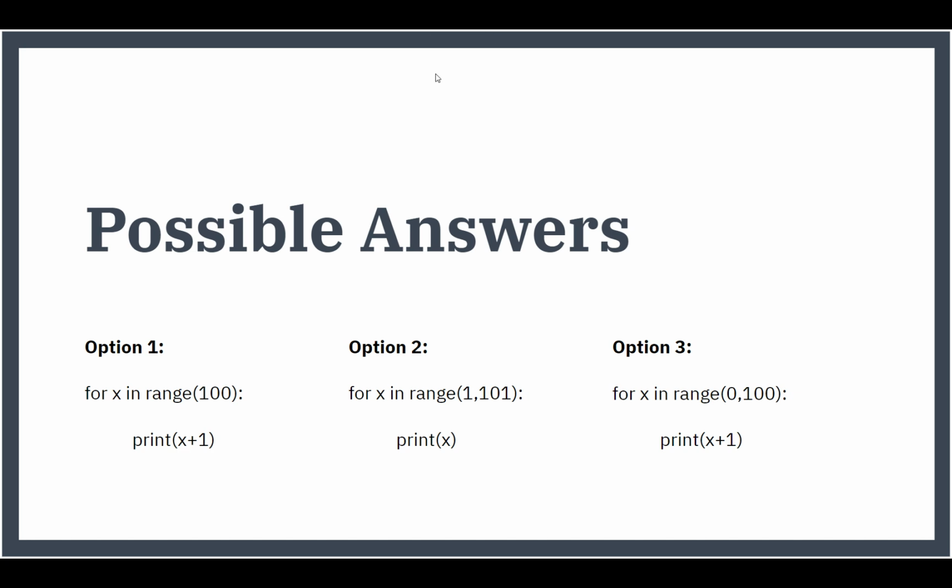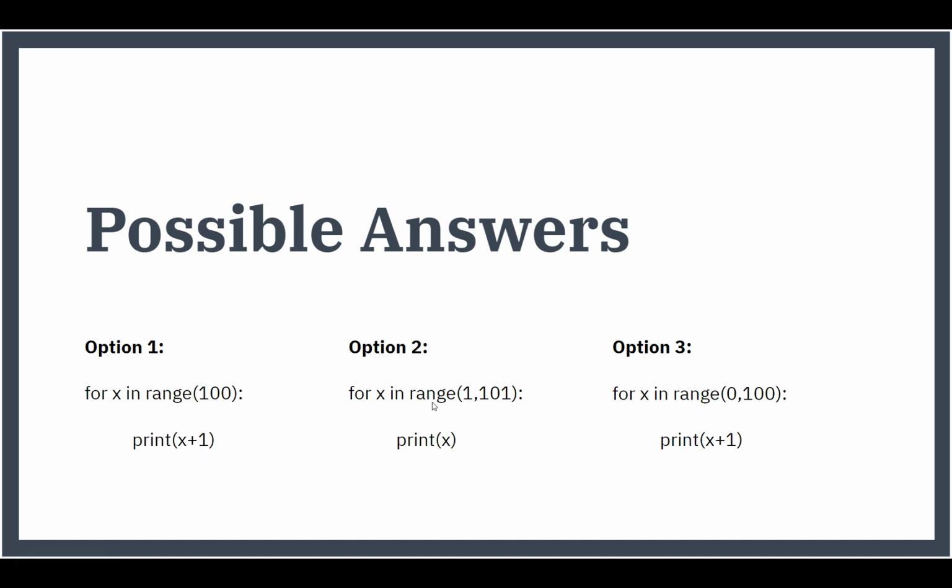Hopefully you went and did those. Our first one, and maybe the most basic, is just for x in range 100, and then we print x plus 1. The reason we have to do x plus 1 is because it starts at 0, and we want to count from 1 to 100. So it'll be 0 plus 1, which is 1, and at the end it'll be 99 plus 1, which is 100.